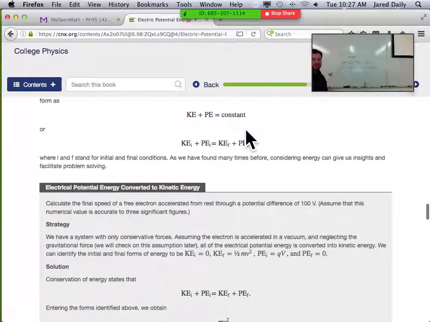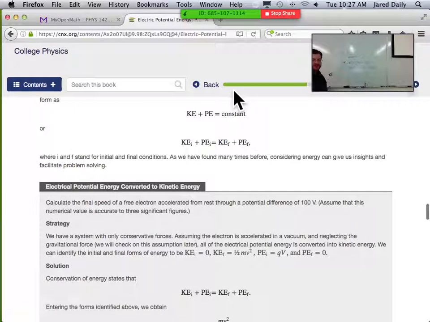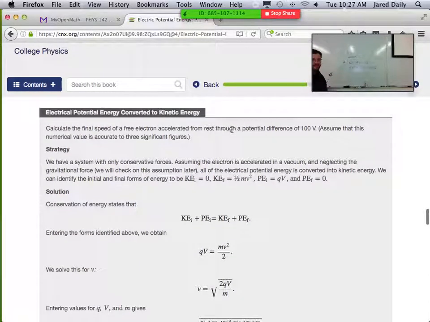But let's actually do a problem that demonstrates this rather than just thinking of it theoretically. In this example, we want to calculate the final speed of a free electron. So where does the speed show up in this equation? Speed shows up in kinetic energy, in velocity right here. So it shows up here, this has the final speed in it, this has the initial speed in it. So it shows up in the kinetic energy on each side of the equation, here and here.